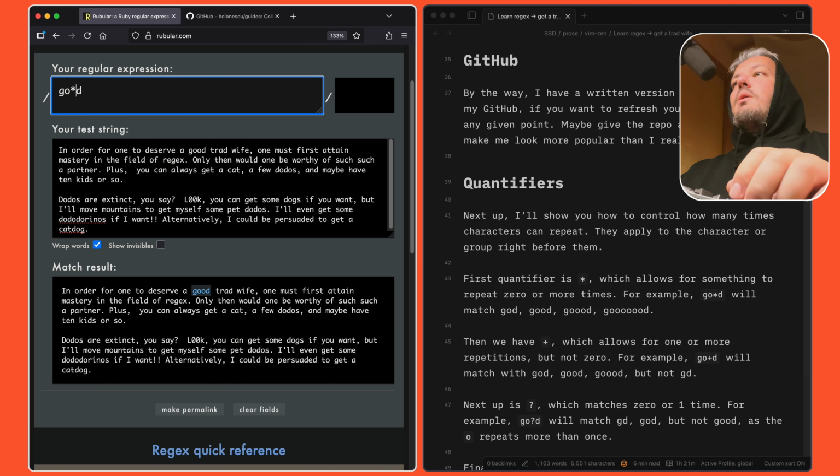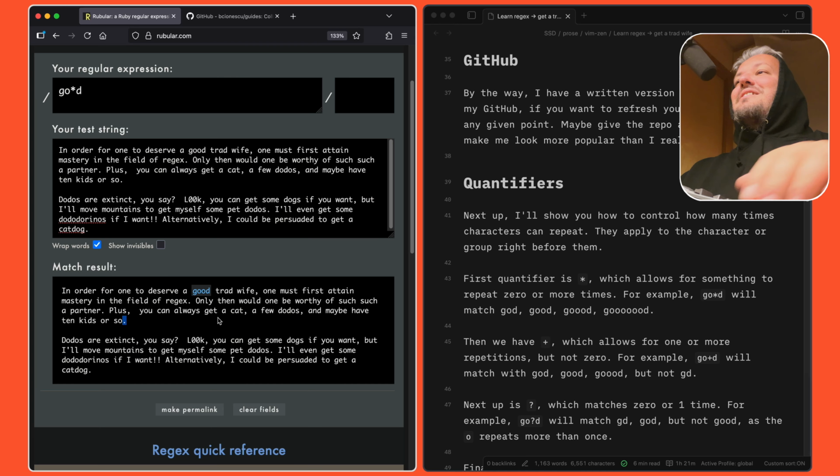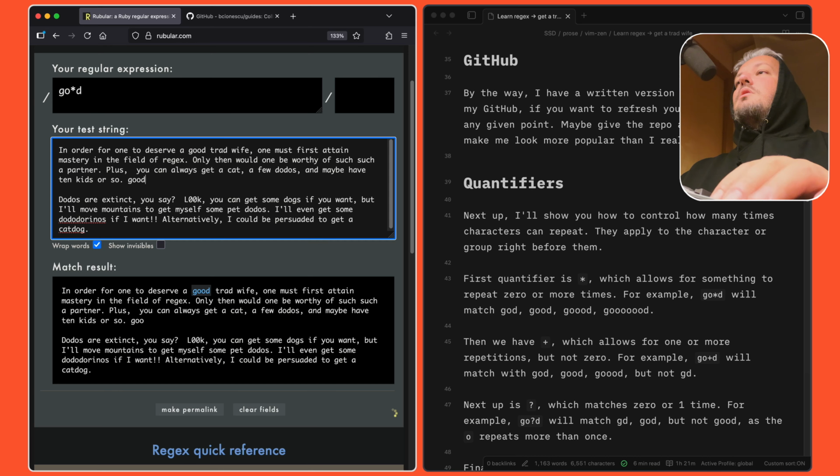So we can have g o asterisk d. For example, g o asterisk d will match words like gd, god, good, and goood. I'll show you. It matches good with any number of O's, because the asterisk means it can be a word that starts with G, ends with D, and you can have as many O's as you want, and it will always match.